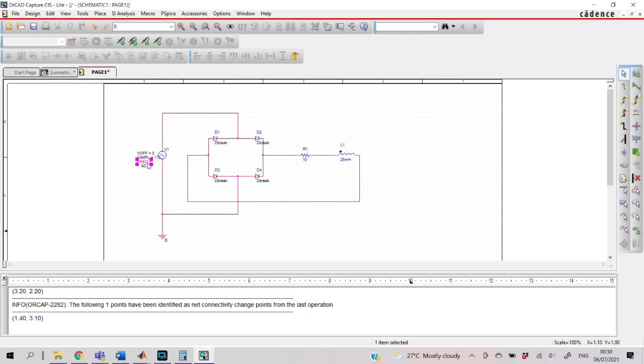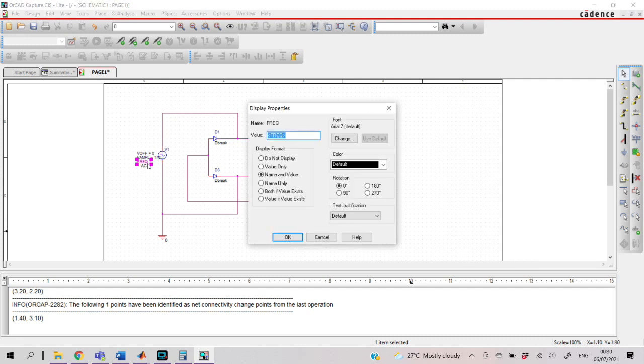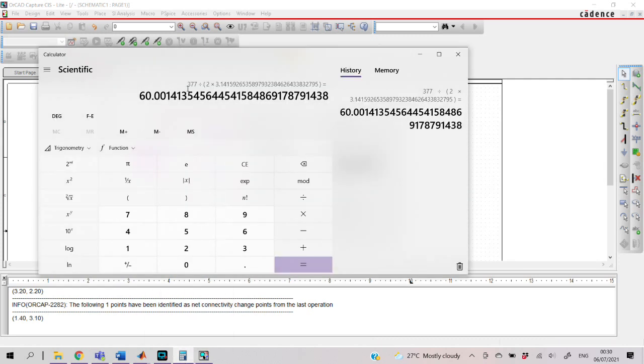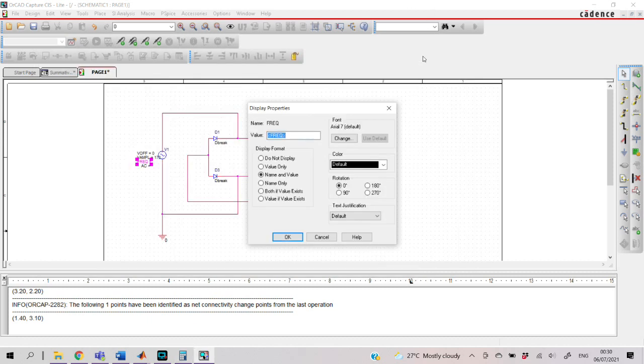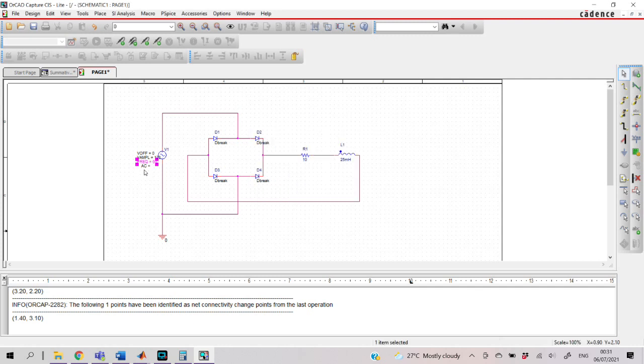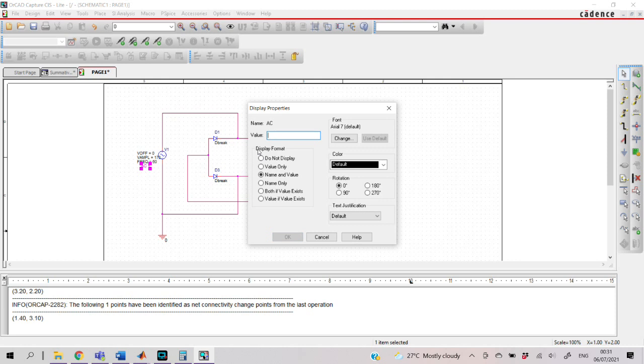And for the frequency, we should solve by deriving the formula where omega is equal to 2 pi f, or f is equal to omega over 2 pi. By solving it, as we can see on our calculator, 377 divided by 2 times pi is around 60 hertz. So we will type here 60. And for the AC, it's 0.